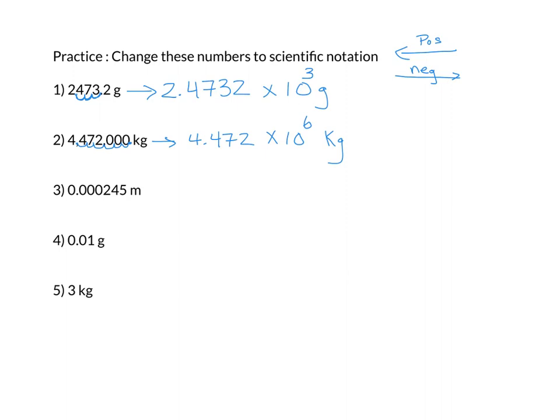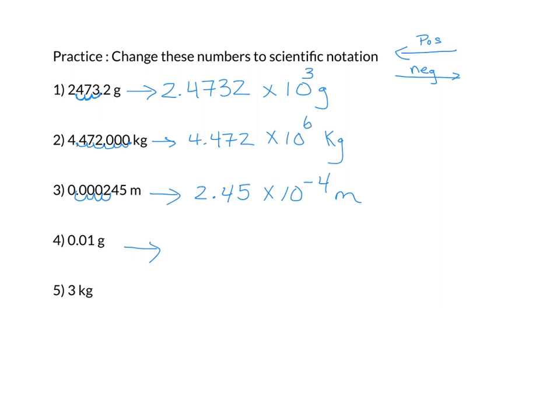All right, check your work. If you have it correct, give yourself a nice big check. All right, next one. We are going to move the decimal this time to the right. We're going to go 1, 2, 3, 4. We're going to stop here. 2.45 times 10 to the minus 4 meter.